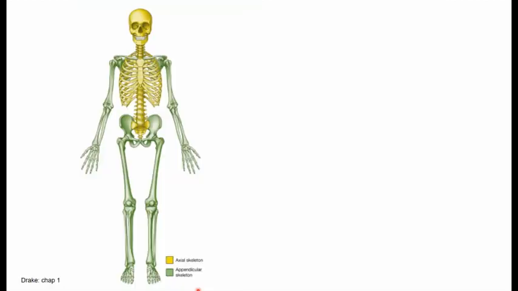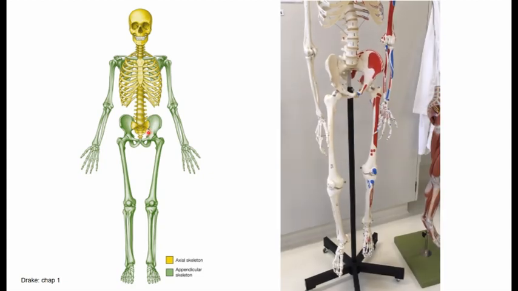Here is an image of a skeleton. This skeleton has been color-coded so that the axial skeleton is in yellow and the appendicular skeleton is in green. The lower limb, which is part of the appendicular skeleton, is located here, and from this image we can see that the lower limb begins with a hip bone. Two hip bones together form the pelvic girdle, so it's via the pelvic girdle that the lower limb connects to the axial skeleton, and the joint at which it connects is known as the sacroiliac joint.